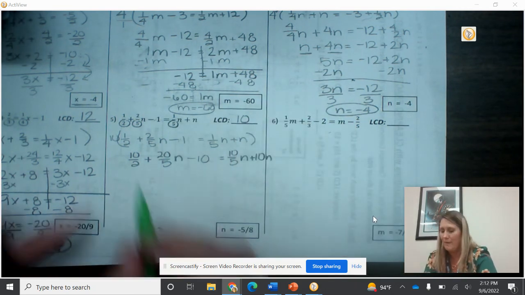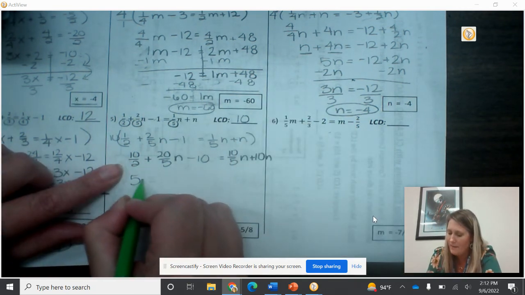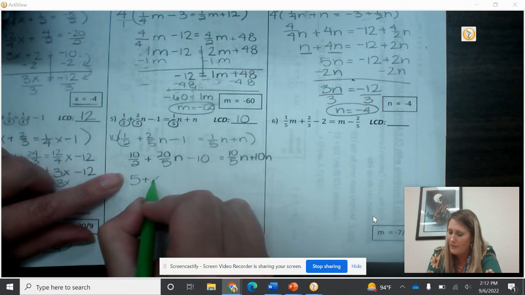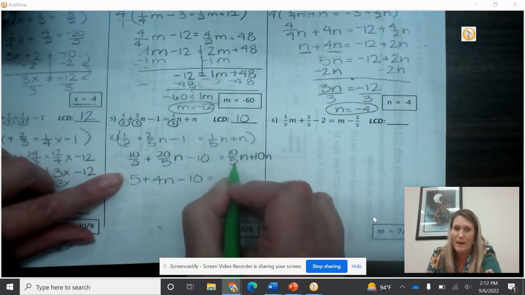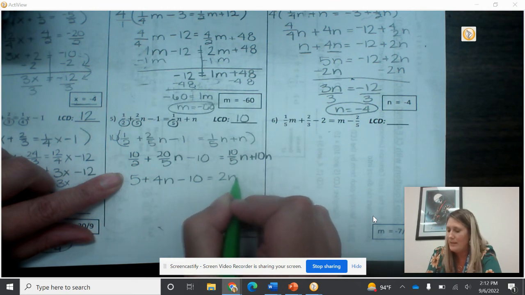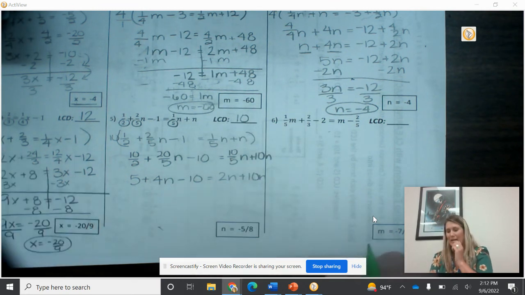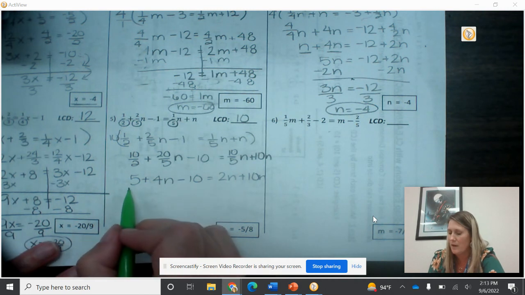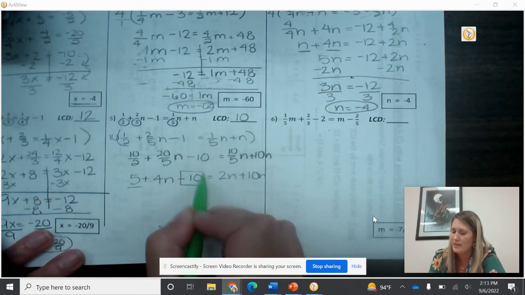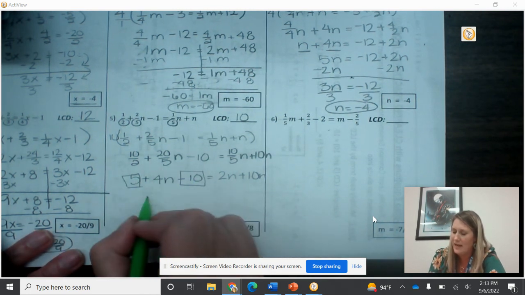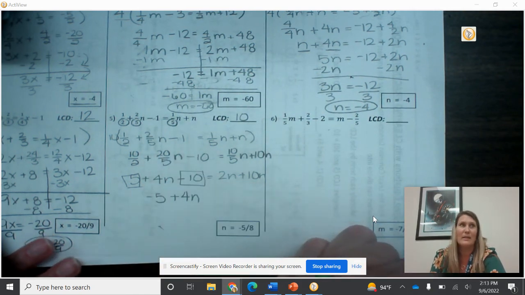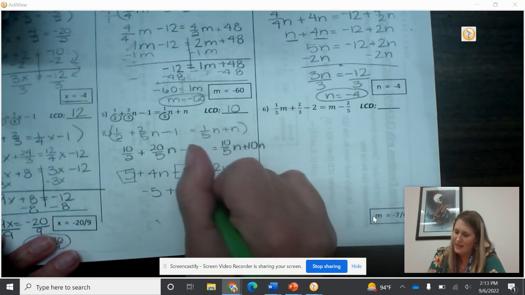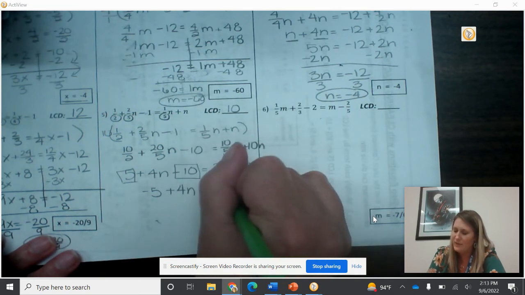And now we can simplify that. 10 divided by 2 is 5. 20 divided by 5 is 4n. That's just a 10. This 10 divided by 5 is 2n plus this 10n. And now we're going to combine like terms before we start to solve. So on this side, I have two constants, a 5 and a negative 10. So I have negative 5 plus 4n. And then on this side, 2n plus 10n is 12n.